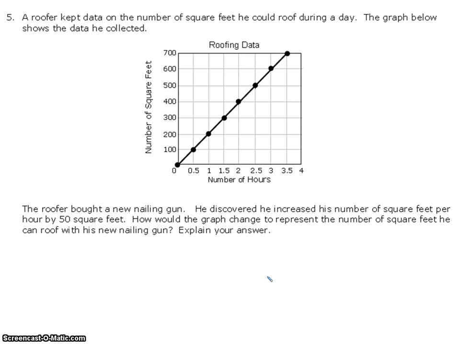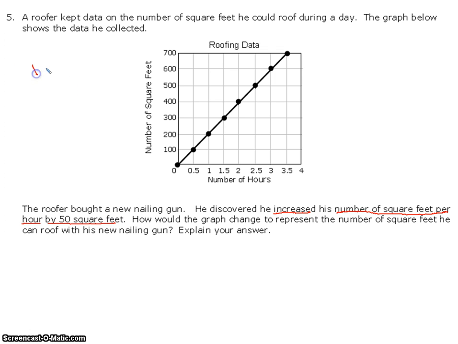A roofer kept data on the number of square feet he could roof during a day. The graph below shows the data he collected. So it says the roofer bought a new nail gun. He discovered he increased his number of square feet per hour by 50 square feet. So how would the graph change to represent the number of square feet he can roof with his new nail gun? Explain your answer. Alright, so he's increasing his number of square feet per hour. So that's a rate, feet per hour, right? So he's increased his rate by 50 square feet.